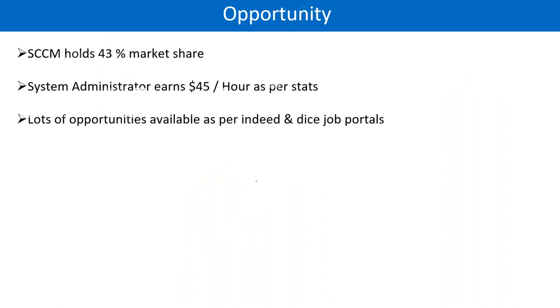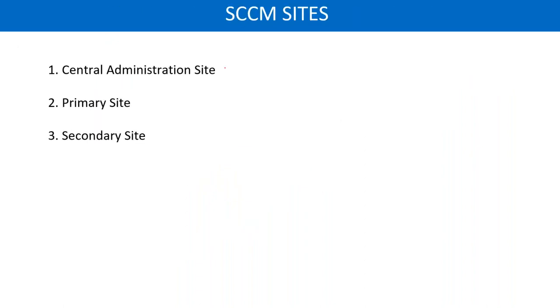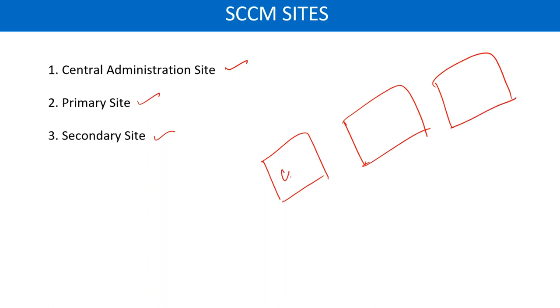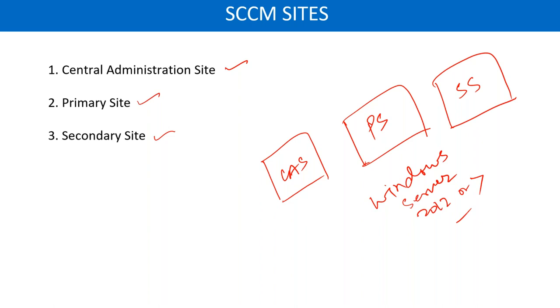Now there are three sites in SCCM: central administration site, primary site, and secondary site. These are three different servers. We will have to have each on a separate server. It cannot be on the same server. So CAS, primary and secondary will be on Windows Server 2012 or greater. Understood? Central administration site has a database, primary also has a database, and secondary also has a database. Clear, Rohit? Rishi? Yep.